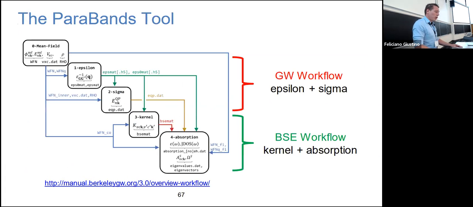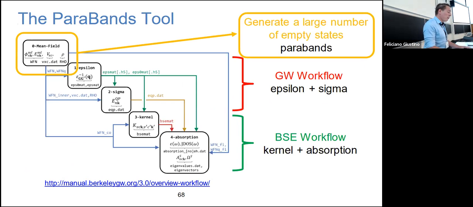Now, since we have been talking about diagonalization, before summarizing the talk, I would like to introduce some of the recent tools, software modules which we have, which is actually delivered together with the software package, which is the Parabands tool. And if you want, it stands in between the mean field and the beginning of the GW-BSE workflow.